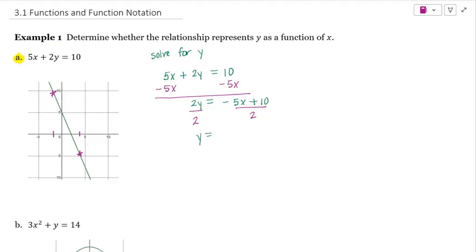So we get y is equal to negative 5 halves x plus 5. That is in fact a line. We can see that the slope here is negative 5 halves. That matches with what we're seeing in the picture. And we can see that the y-intercept is 5. Again, that's matching with what we see in the picture. So this is in fact a function. And we can see that from the picture, and we can also see that because we're able to solve for y on one side of the equation and get a single option for our x values.